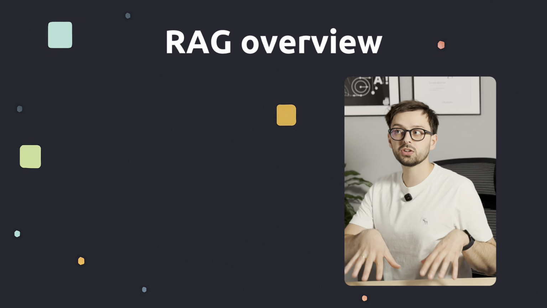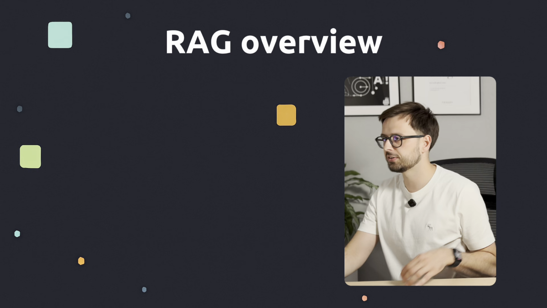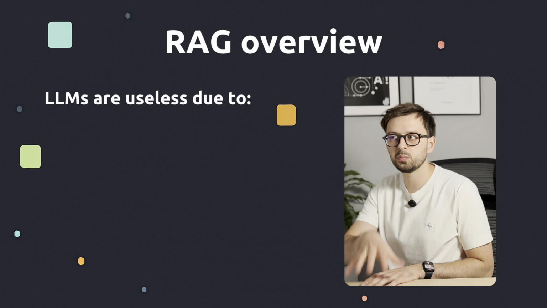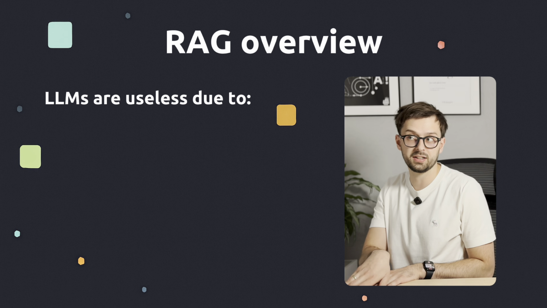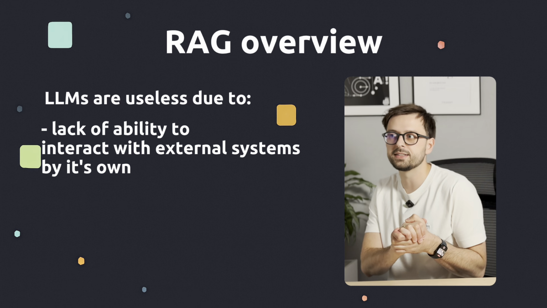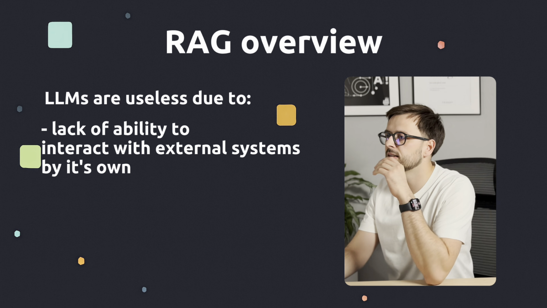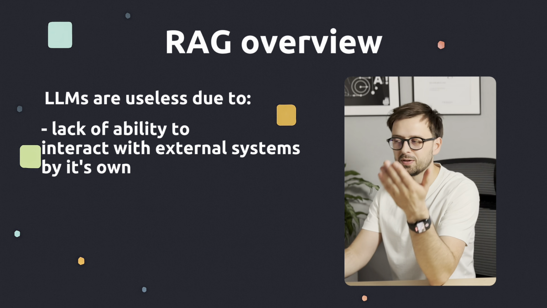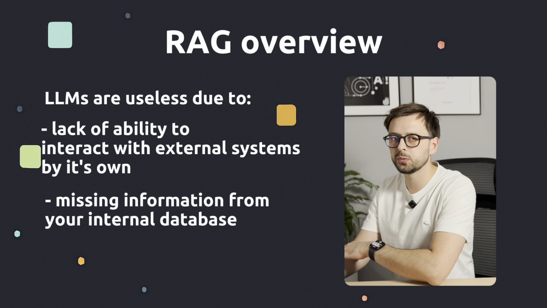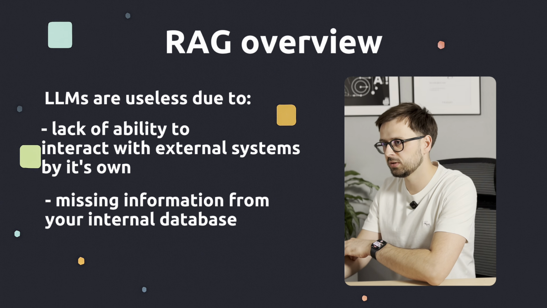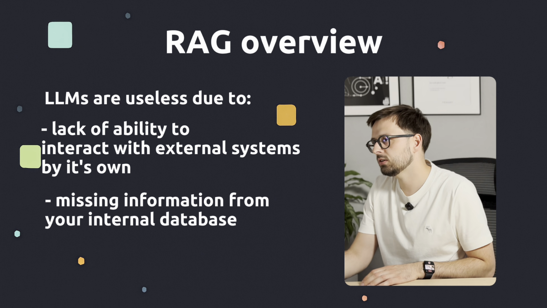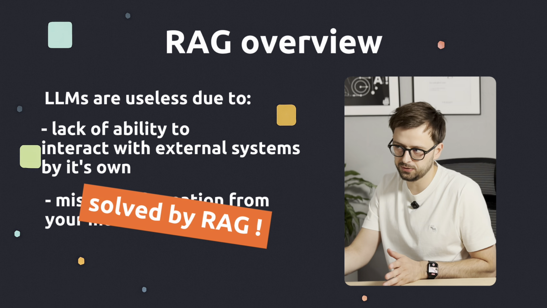Okay, so if you don't know what RAG is, here's the short summary for you. LLM on its own is pretty useless, and there are two main limitations we need to overcome to make it useful. First is that it cannot interact with the external world on its own, and the second one is that LLMs don't know anything about your internal data, hopefully. So in order to do anything meaningful for us, we need a way to provide this additional context to the prompt. And the way to do it is basically RAG, for now at least.